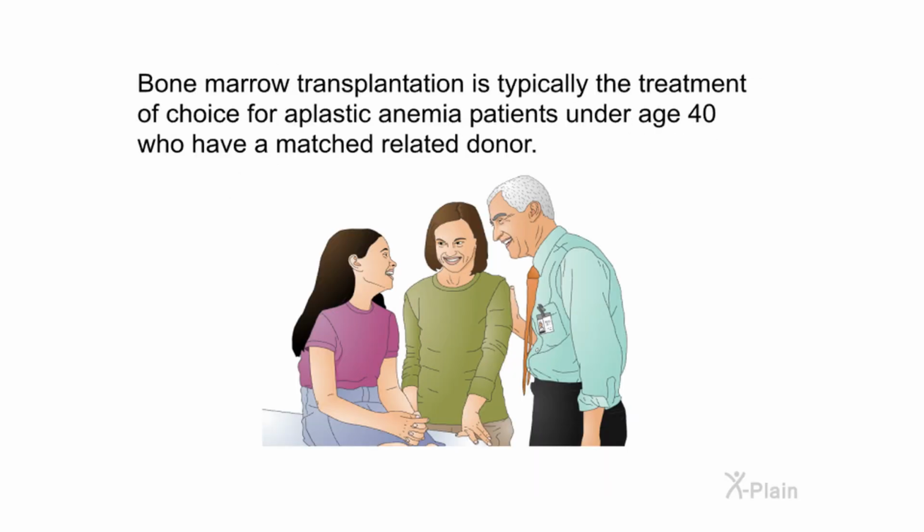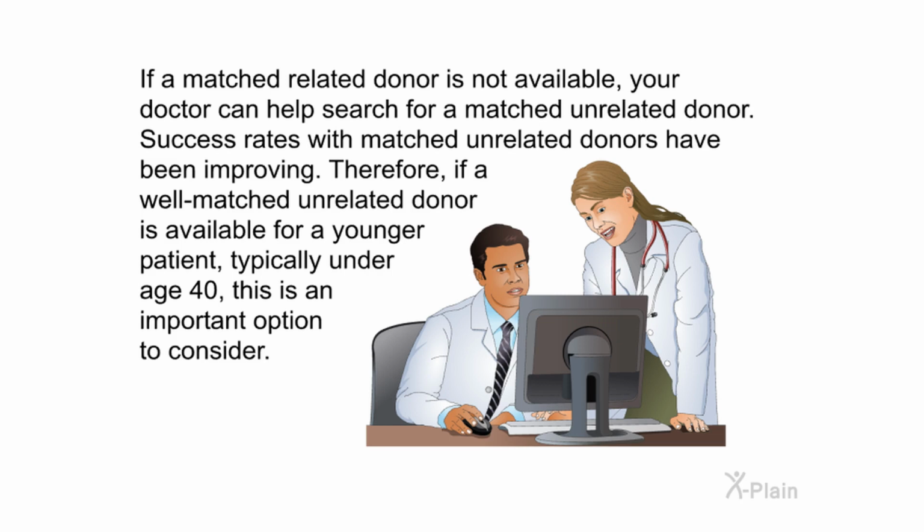Bone marrow transplantation is typically the treatment of choice for aplastic anemia patients under age 40 who have a matched related donor. If a matched related donor is not available, your doctor can help search for a matched unrelated donor. Success rates with matched unrelated donors have been improving. Therefore, if a well-matched unrelated donor is available for a younger patient, typically under age 40, this is an important option to consider.